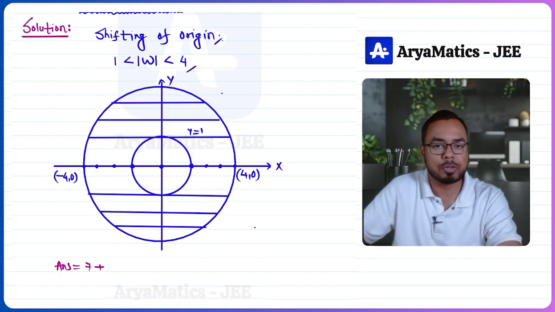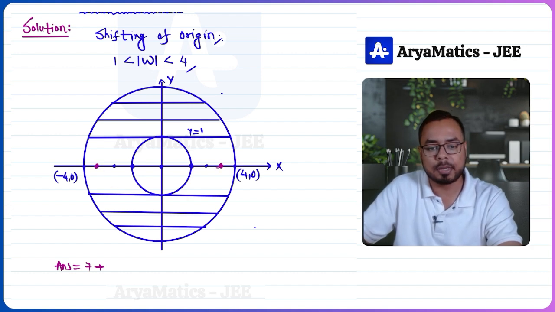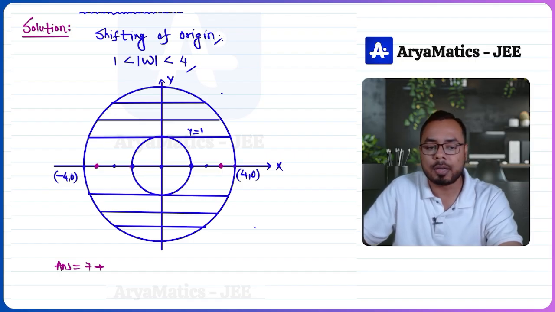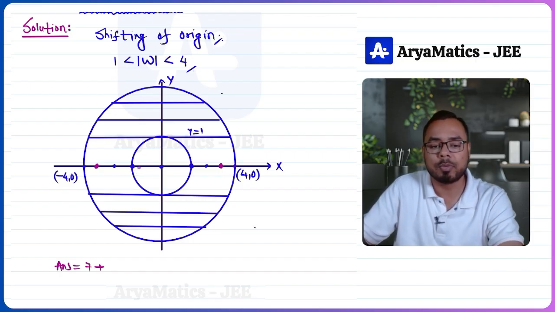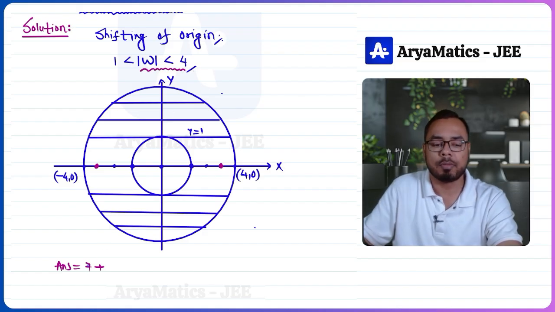When this point is 4, 0, just before that one you'll have 3, 0. Remember, we need points only inside the circle, not on the circle, because there is no equality here. So from minus 3, 0 to plus 3, 0, there will be 7 points in total. At a later stage, we'll remove the points which are inside the smaller circle. First, let us count all the points which are inside the bigger circle. So on the y equals 0 line, we have 7 points.